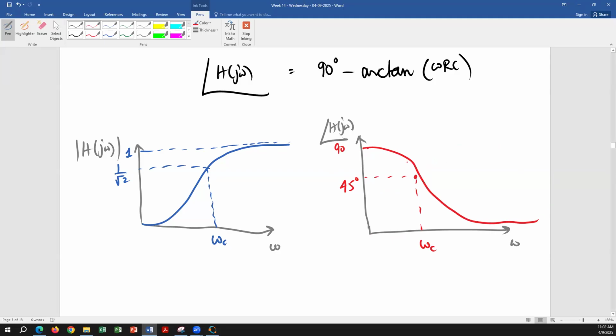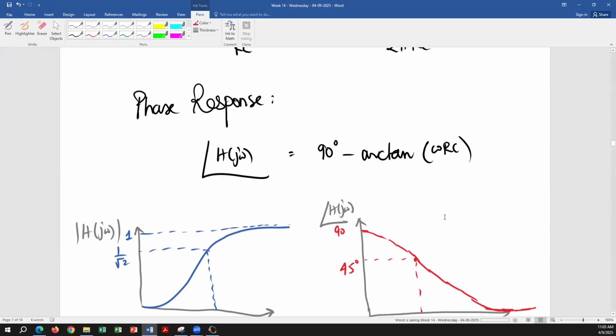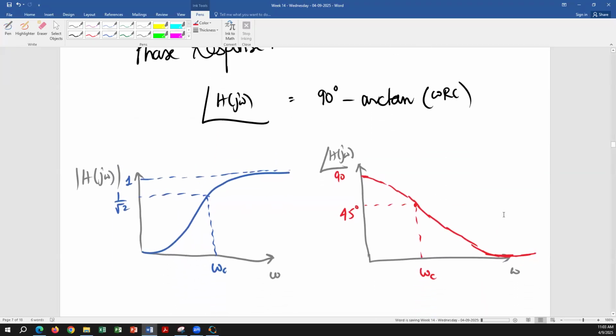Something like that. Really, I don't like this. Let me go ahead and do it again. Something like this. That might be a little better. 90, 45 at omega c, and 0 as omega tends to infinity. So this is the phase response and the magnitude response of the filter. So these are low pass and high pass RC filters.